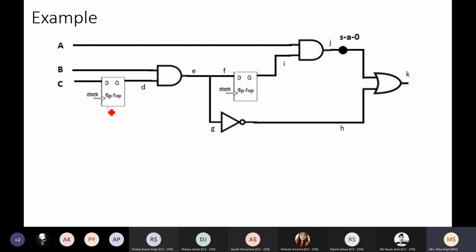Now I add a set and a reset line to each of the flip flops. Let us say this is the level 1 flip flop. So S1 R1 is added here, S2 R2 is added here, set and reset lines. So 3 are my primary inputs. In addition, now I have 4 additional inputs that are required to be controlled. Okay? These also become my inputs.